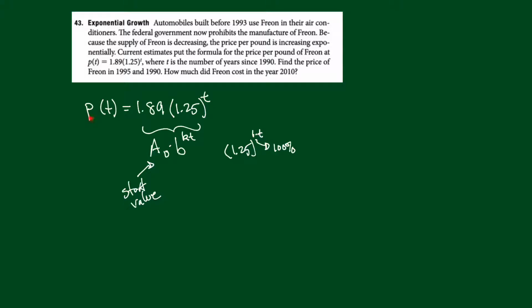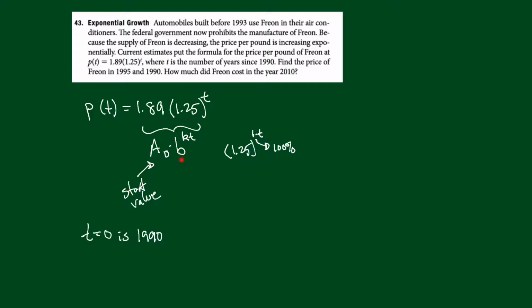So what I've got going on here is this. The price of Freon since 1990, at t equals 0, that's 1990. t equals 0 is 1990. That's when all of this starts. So at t equals 0, what do you know? The start value is 1.89. So what is the price? The price is in dollars per pound. So in 1990, the price per pound of Freon was $1.89. And then what's it doing here? What's the growth rate? It's 1, which is 100%. So it's growing at 100% per year.